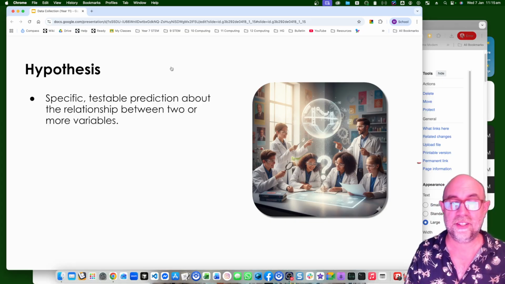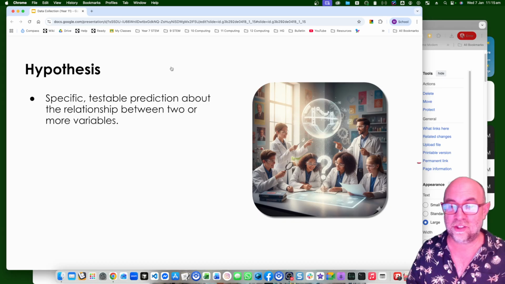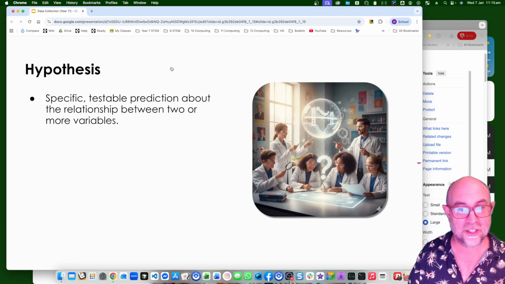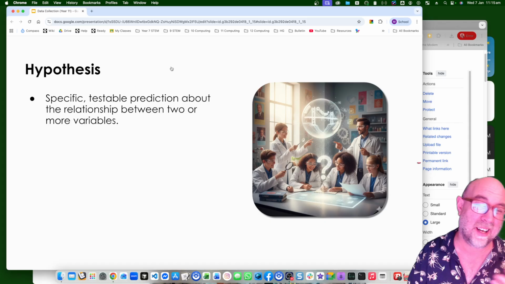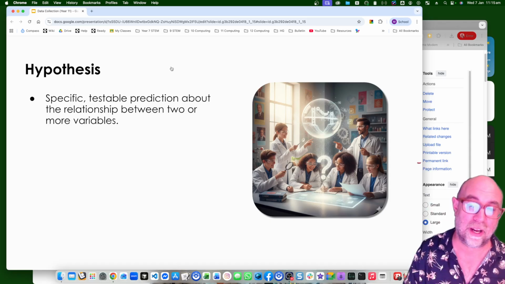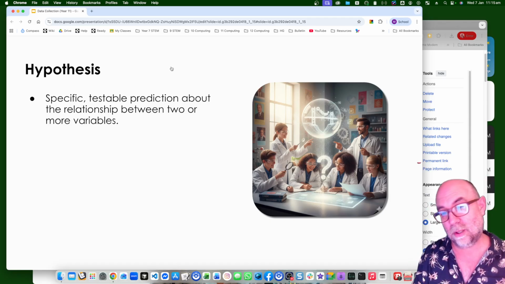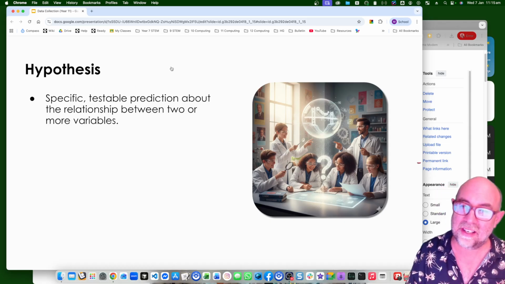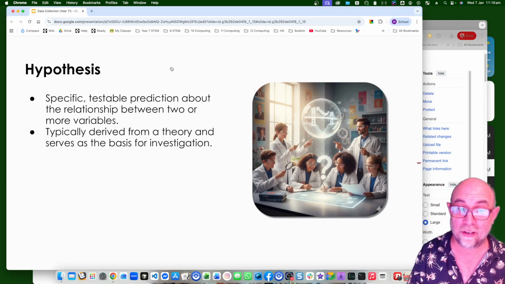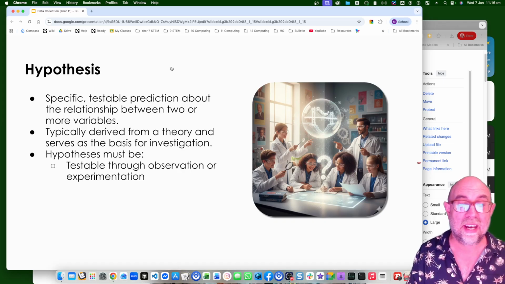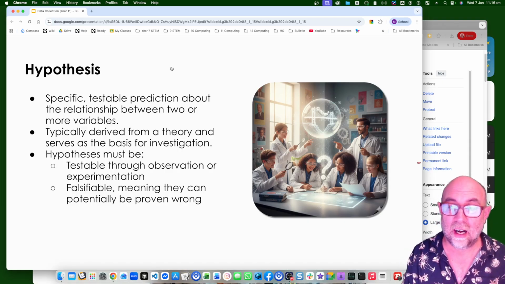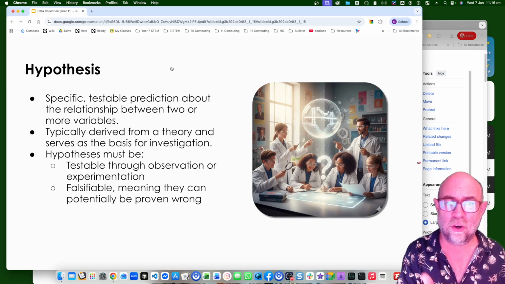So a hypothesis is specific and testable about the relationship between two or more variables. So I'm testing time of day and temperature in my house. And if I were to test, I think I'm going to move over and test the idea that there's more sunshine, because that's got a greater body of evidence behind it. So I'd probably be measuring the intensity of the sunshine and how warm my house is. It's typically derived from a theory, and it serves as a basis for my investigation or my data collection. And it must be testable. It must be falsifiable.